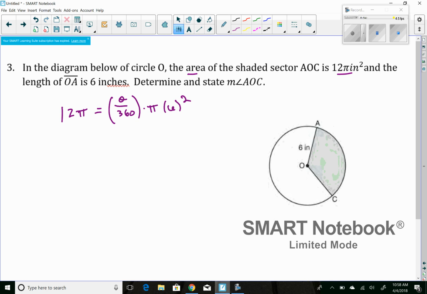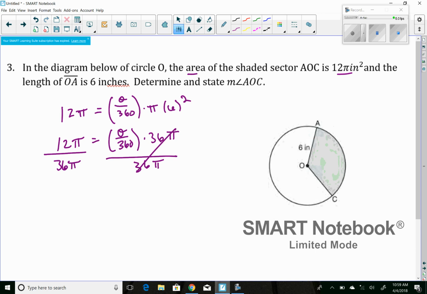So now I want to get it so that the theta is by itself. So the first thing I'm going to do is square the 6, which gives this as 36 pi. Since I want to get rid of the 36 pi, move it to the other side, I'm going to divide it away. Those two numbers cancel. If I divide 12 pi by 36 pi in my calculator, I get 0.3 repeating. If I hit math, enter, enter, it becomes 1/3. Or if I just know it's 1/3, that would help a little bit.